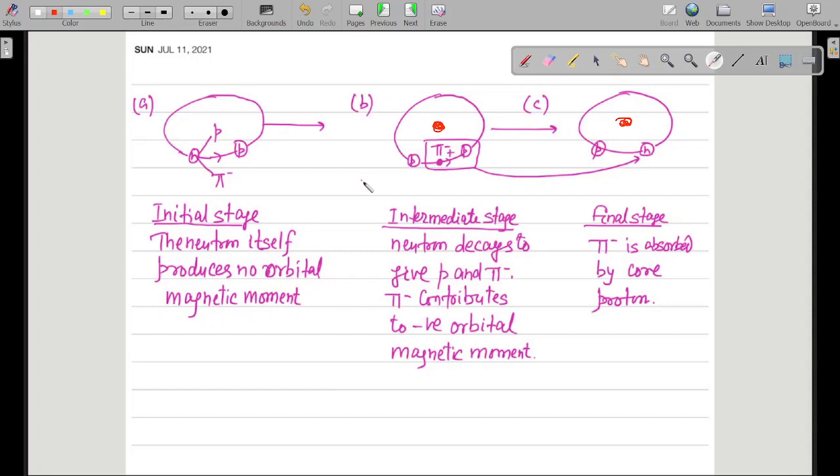So the total number of protons and neutrons before the process and after the process remains conserved, right? Because initially we had one neutron and one proton, and finally we also have one neutron and one proton. But in the intermediate stage, when the neutron split into these two particles, that is what makes the neutron give negative orbital magnetic moment. So that is the thing.